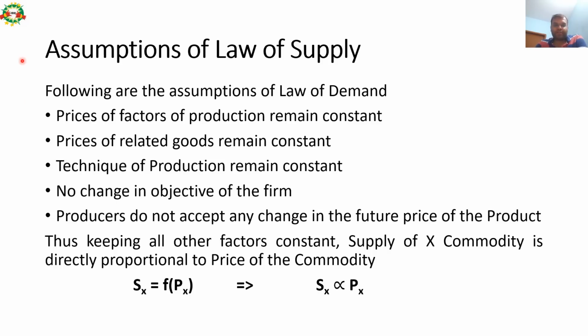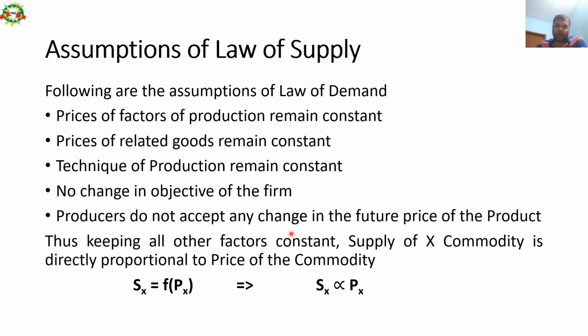Next is assumptions of law of supply. So these are the following assumptions for law of supply. Prices of factors of production remain constant. Prices of related goods remain constant. Technique of production remains constant. There is no change in objective of the firm. Profit maximization, wealth maximization of shareholders, sales maximization could be one of the objectives. Social welfare could be the objective. Producers do not expect any change in future price of the product.